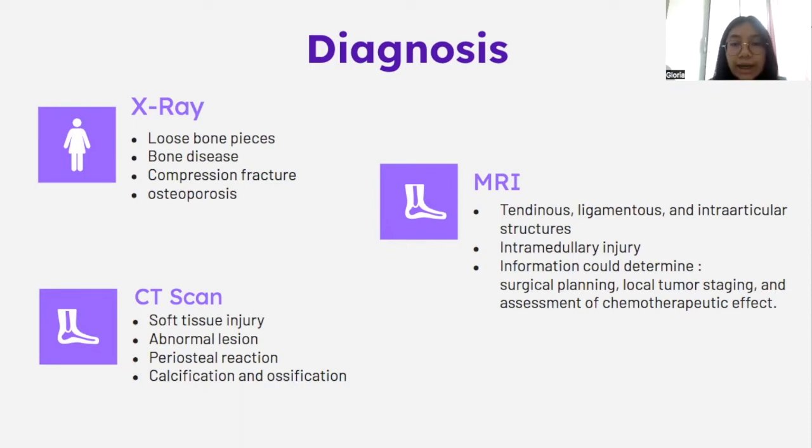Lastly is MRI. This tool gives an intense dimensional resolution. Soft tissue could be differentiated more clearly, and it also lacks ionizing radiation. Usually tendinous, ligamentous, intra-articular structures, and intramedullary injury are seen over MRI. The information could also determine the surgical planning, local tumor staging, and assessment of chemotherapeutic effect.